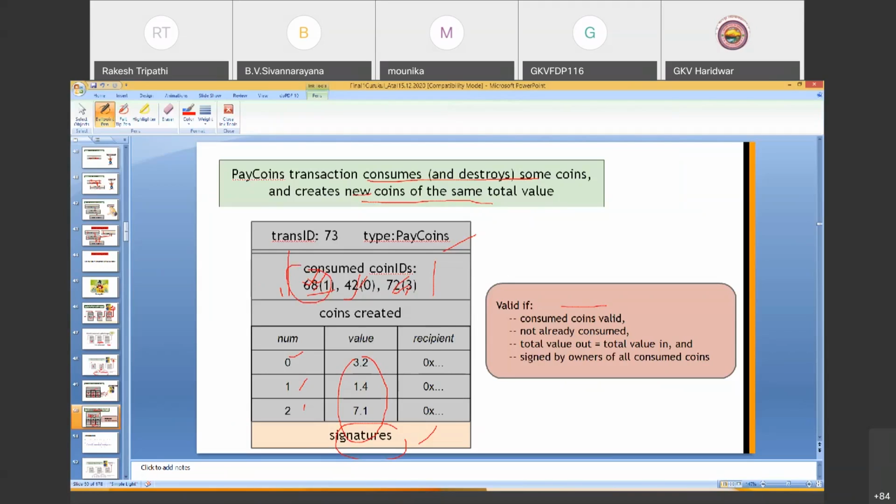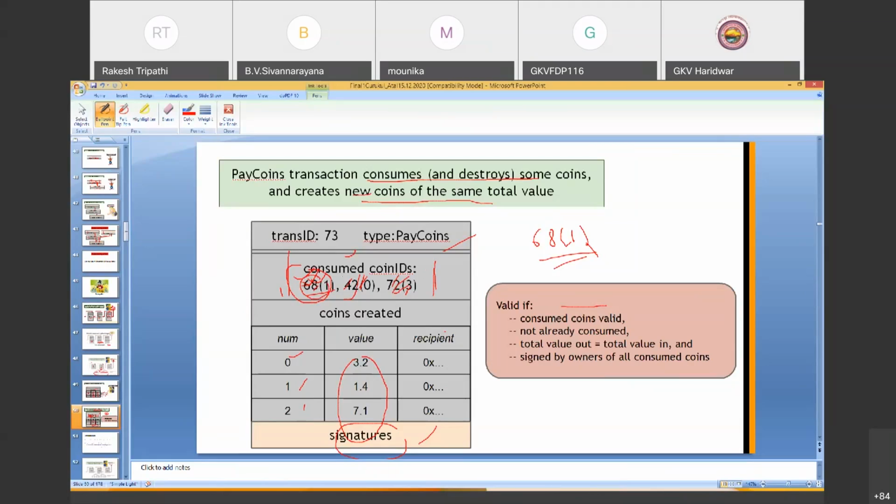So Scrooge Coin has to ensure from his ledger that wherever 68 1 appears in an output, whoever was the beneficiary is spending it for the first time. Say, for example, Bob got 68 1, 42 0, 72 3 somewhere in a previous transaction. Now Bob is spending them in this transaction. Bob should spend 68 1 only once. He should not spend coin 68 1 more than one time, then there will be double spending.